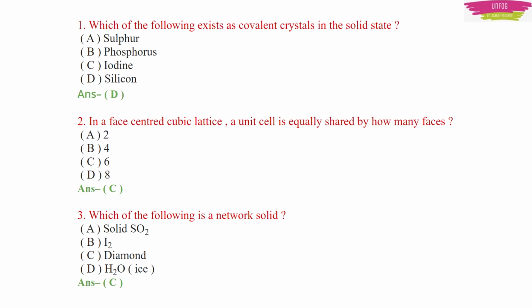Now let's discuss a few multiple choice questions. First question. Which of the following exists as covalent crystals in solid state? It is silicon. We have discussed it, right? Next, in a face-centered cubic lattice, a unit cell is equally shared by how many faces? It is 6. Which of the following is a network solid? It is diamond. We have shown you the figure also, right?